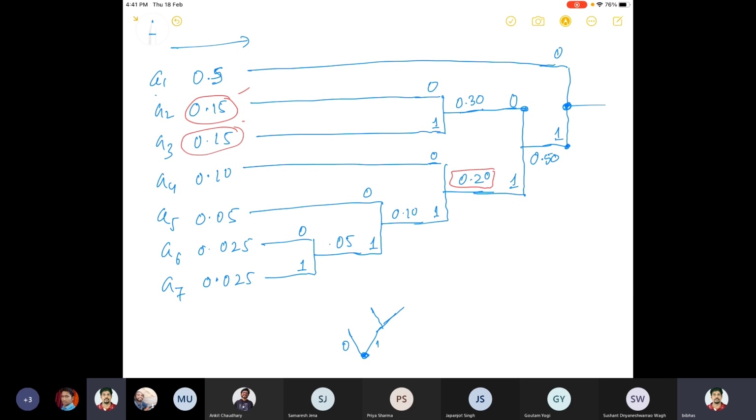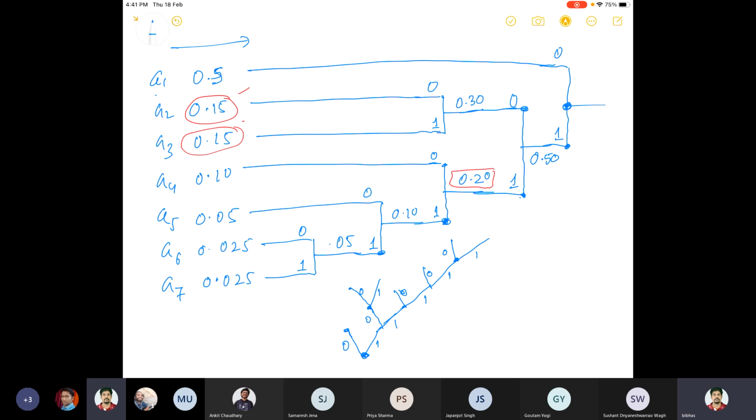Okay, so I get 0 and 1. 0 also has a branch, 0 and 1. And 1 also has a branch. So 1 has this branch, 0, 1, 0. And 1 also again has a branch. So this is 0, this is 1. And again 1 has a branch. So again 0, this is 1. And then, yeah, that's how it is. There is no other branch, right?